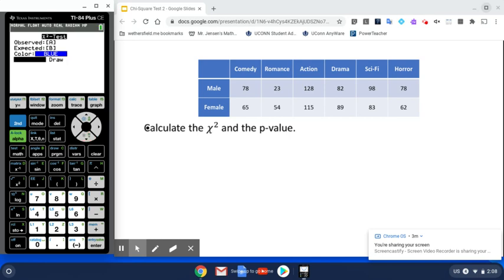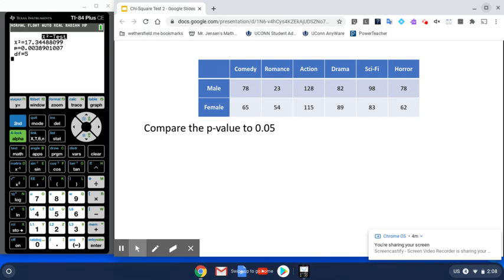At this point, all we need to do is go down to calculate, press enter, and notice the calculator indicates a chi-squared value of 17.3448 and a p-value of 0.00389. Okay, so our chi-squared value is 17.3 and our p-value is 0.0039. Those are the values that we're going to use. Now what we're going to do is compare the p-value 0.0039 to 0.05.